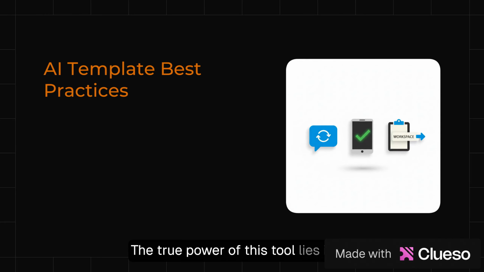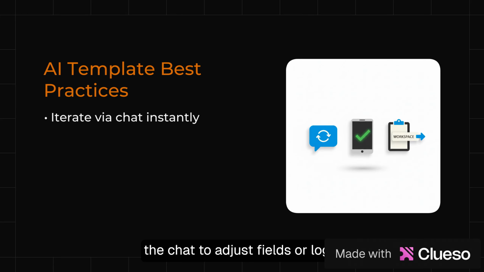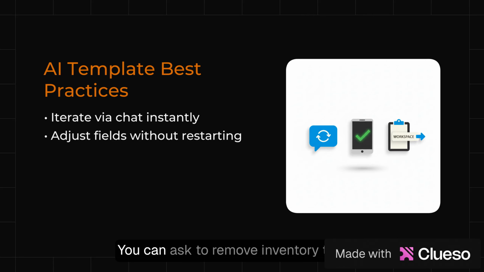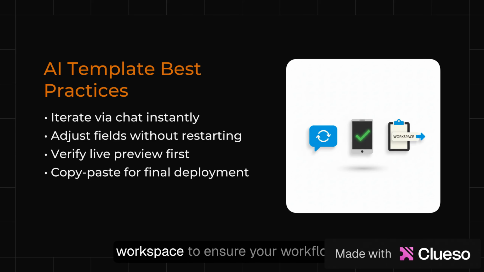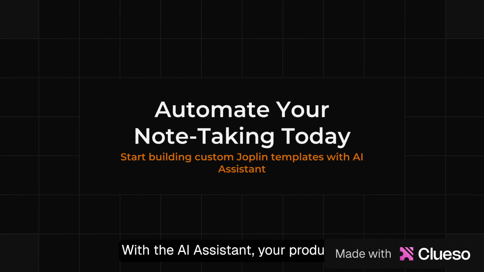The true power of this tool lies in its iterative nature. If the first draft isn't perfect, use the chat to adjust fields or logic instantly. You can ask to remove inventory tags or change date formats without restarting the prompt. Always verify the Try It Out preview before copying the code to your Joplin workspace to ensure your workflows are production ready. With the AI assistant, your productivity is no longer limited by syntax. Start building your custom Joplin templates today and automate your note-taking experience.